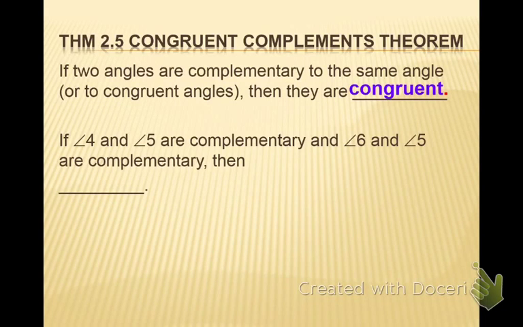The congruent complements theorem, same idea, only using complementary angles. If two angles are complementary to the same angle, or to congruent angles, they are congruent. If 4 and 5 are complementary and 6 and 5 are complementary, then what do we know from this theorem? Yes, angle 4 and angle 6 are congruent. Congruent complements theorem.